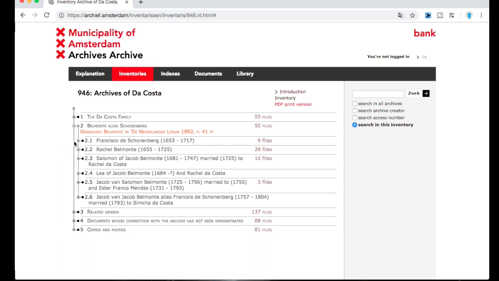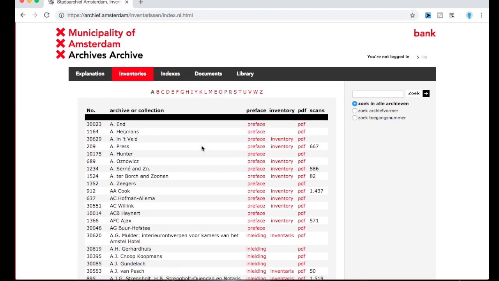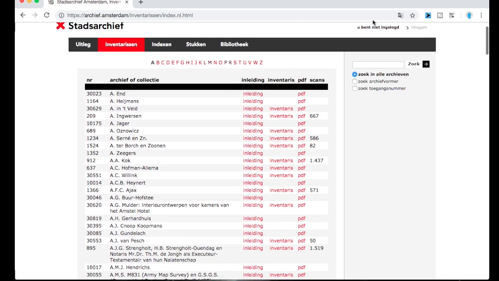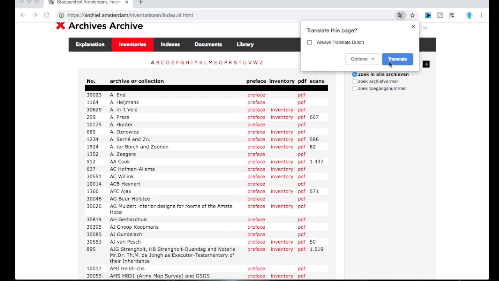So we can see that this collection is just part of a larger collection, Belmonte alias Schonenberg. And this is part of the 946 catalog archives of Da Costa. So if we want to go back to the front page, we hit the inventories, and here we are. With the automatic translate, and then the show originals, it's going to try to translate, even if it might not be the right thing, because a lot of names will be from certain things. So that's why it's a little hard to go through it.